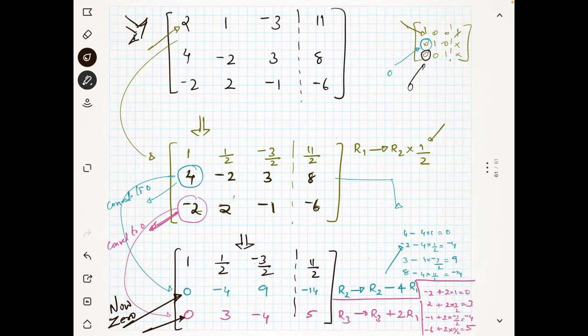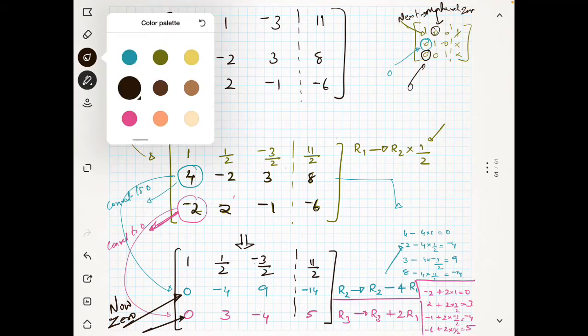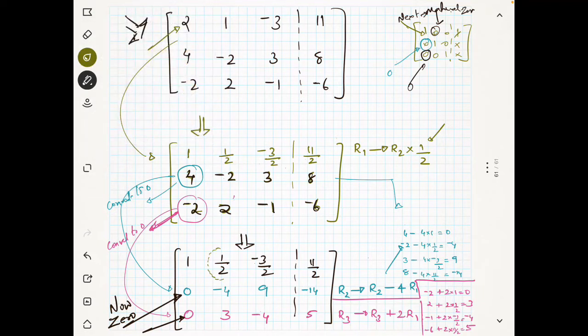Next, what is the procedure? Next, I want to touch on this guy. I want to make this 0. Next make this 0. So now I am going to touch on this guy. I will use a different color. You see, now I am going to touch on this element and I am going to convert this to 0.